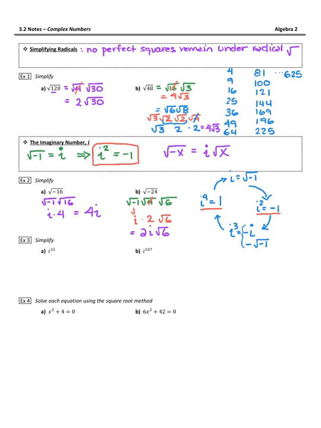Now, how do I simplify i to the 21? So we're going to use some property of exponents here. i to the 21 is the same thing as i to the 20 times i to the 1. Remember, you add your exponents when you multiply the base. And the reason why I chose 20 is I'm choosing the largest multiple of 4, because I know that if I have a factor of 4, I can simplify it as 1.